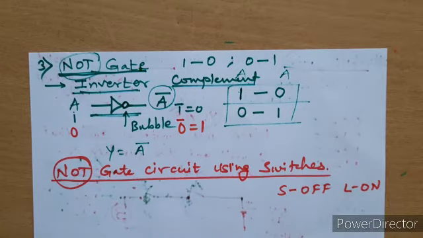Okay, so in the next lecture we will go for the derived types of gates, that is universal gates. And we'll see why they are called derived, and again why they are called universal, right?